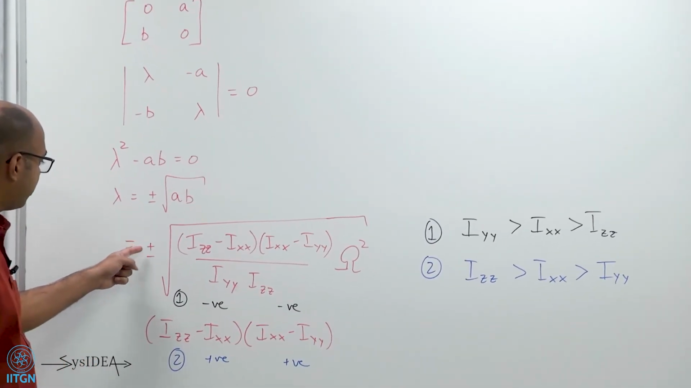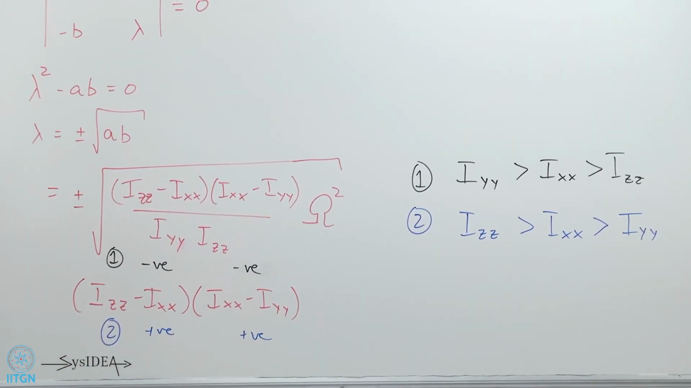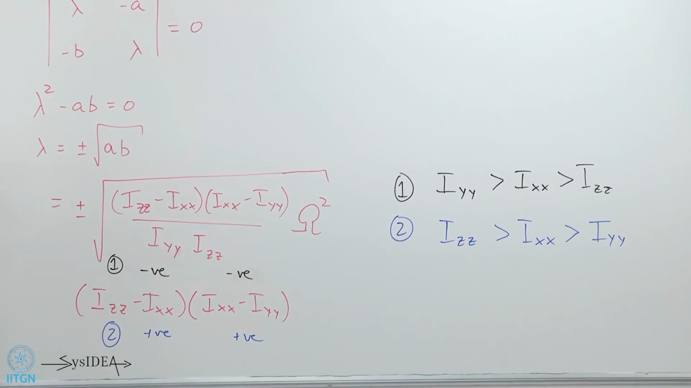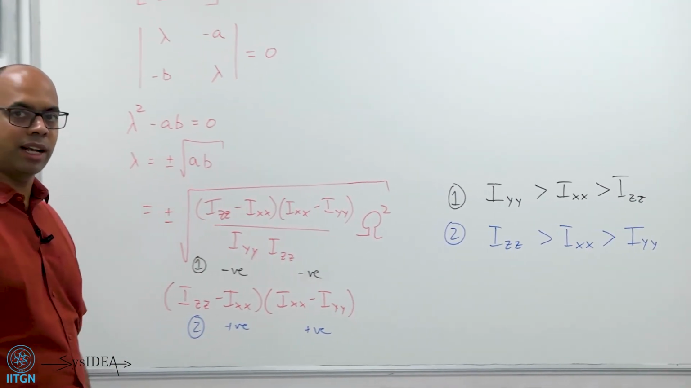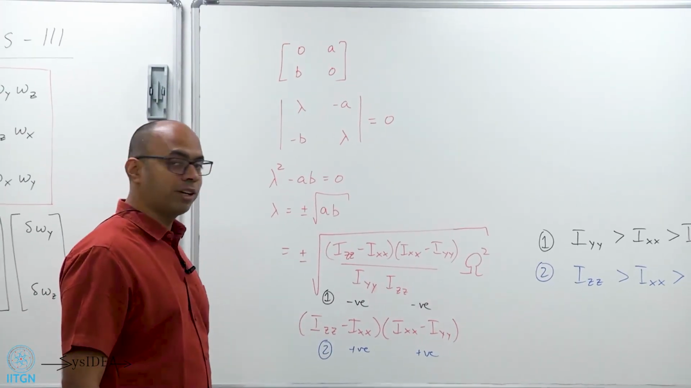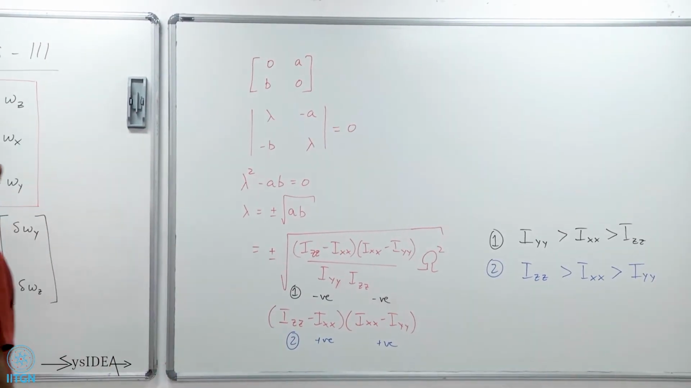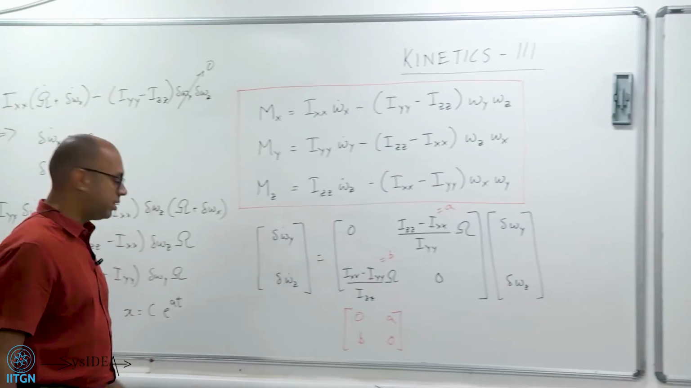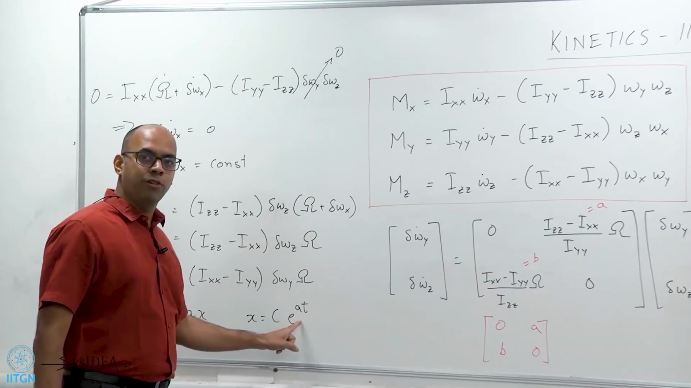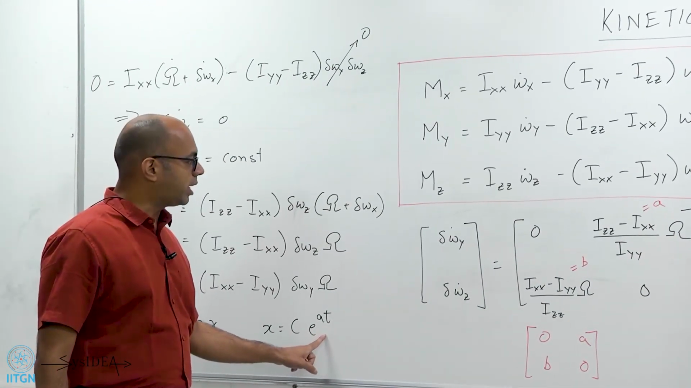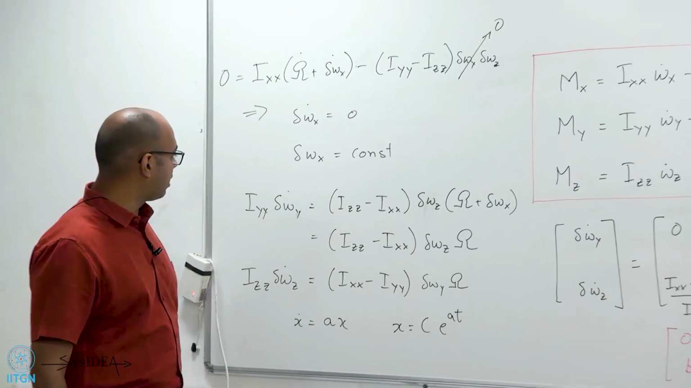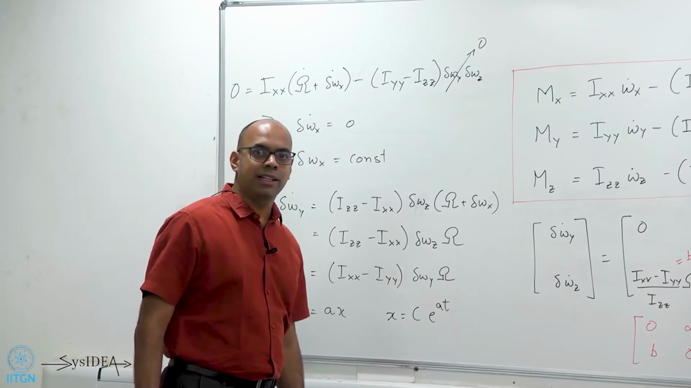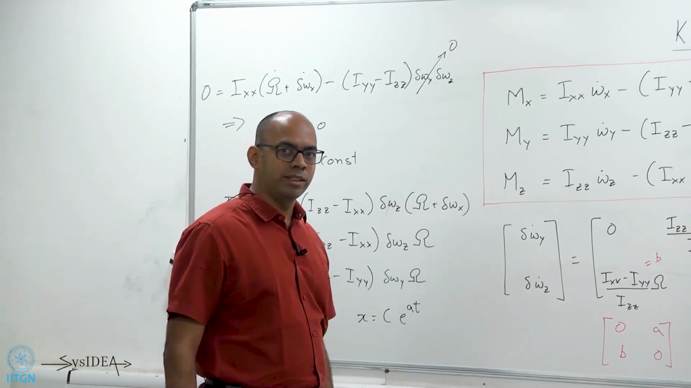which means when you take the square root, you get a plus or minus real number, and that puts us in trouble because when you have a positive real number here as one of the eigenvalues, then your exponential that we were talking about earlier will grow with time, which really implies that when you have a perturbation of delta omega y and delta omega z, those grow with time.